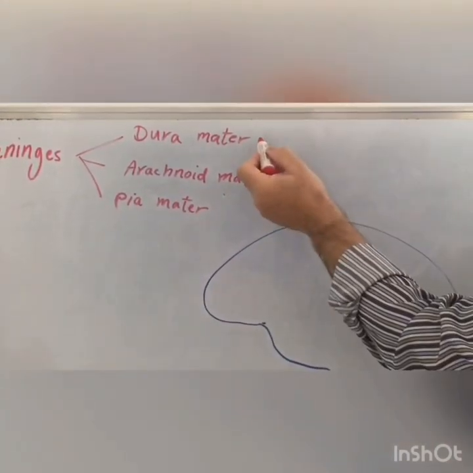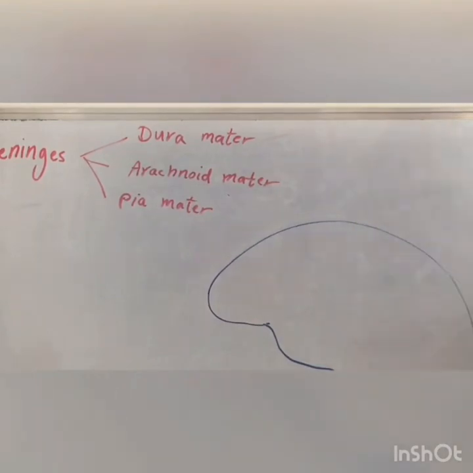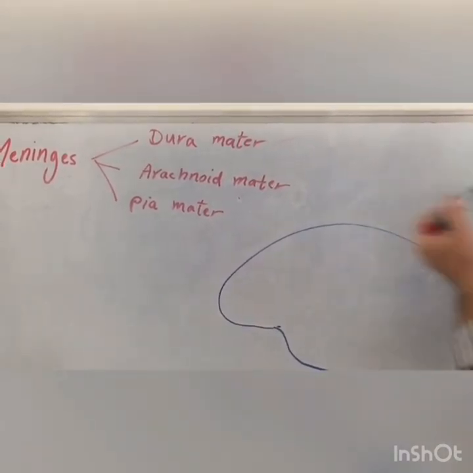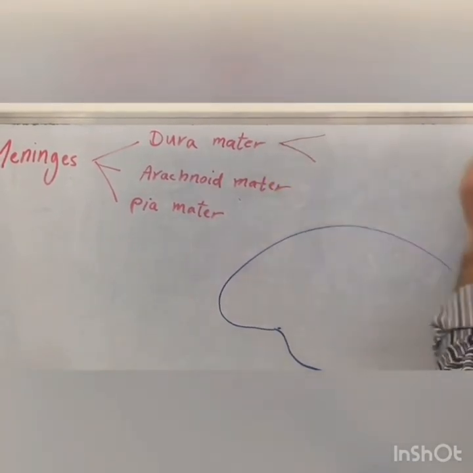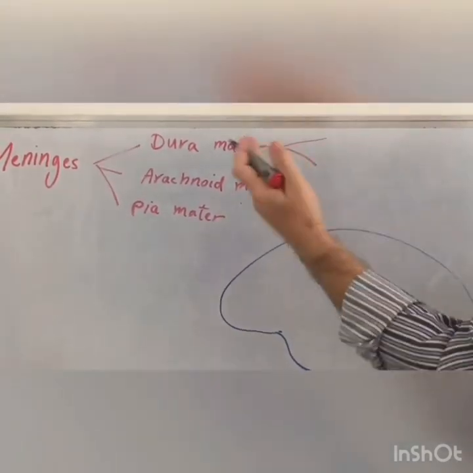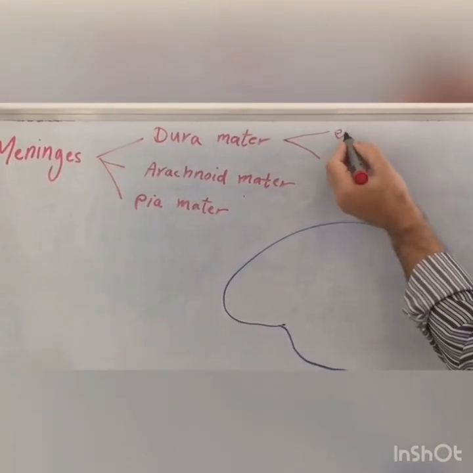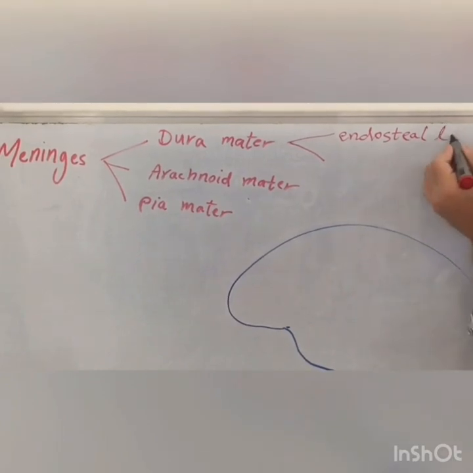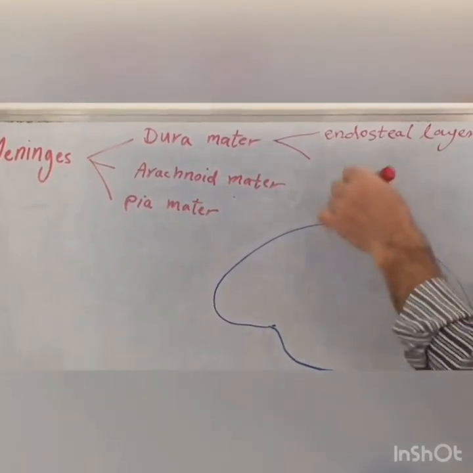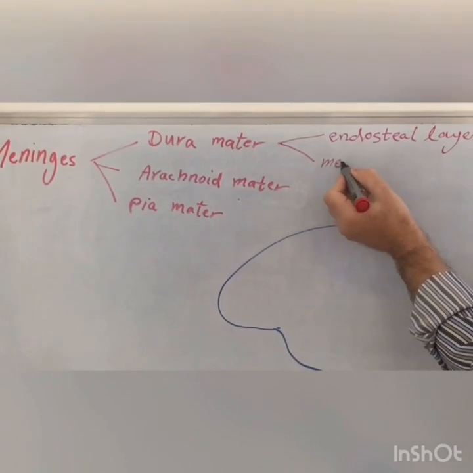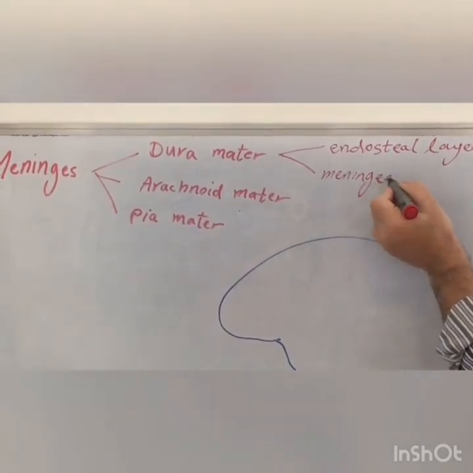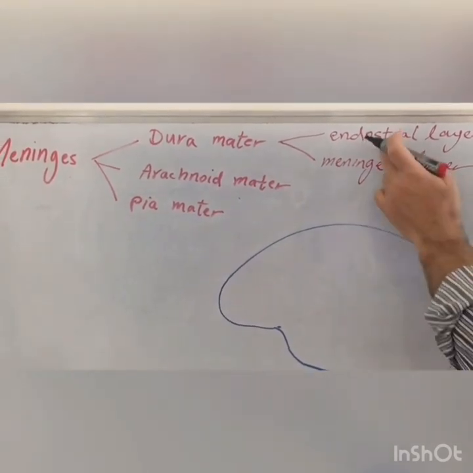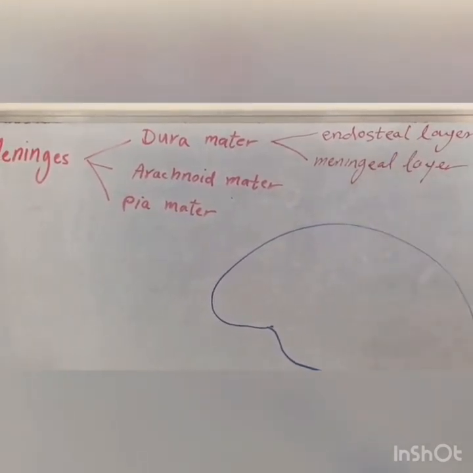The dura mater is formed by two layers. The outer layer, we call it the endosteal layer. And the inner one, we call it the meningeal layer. So, what are the differences between these two layers?